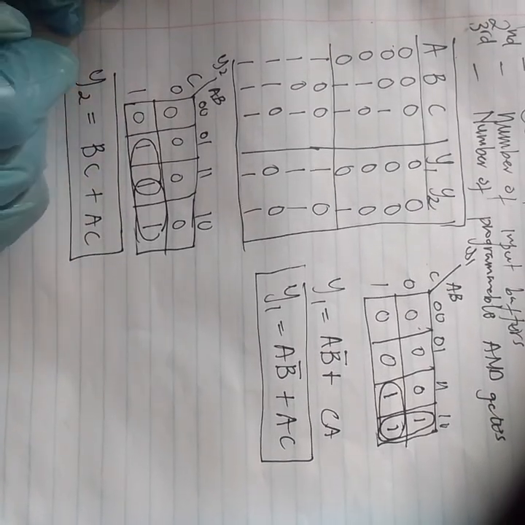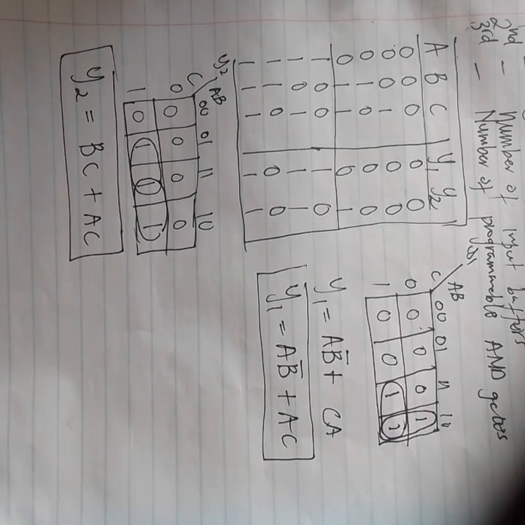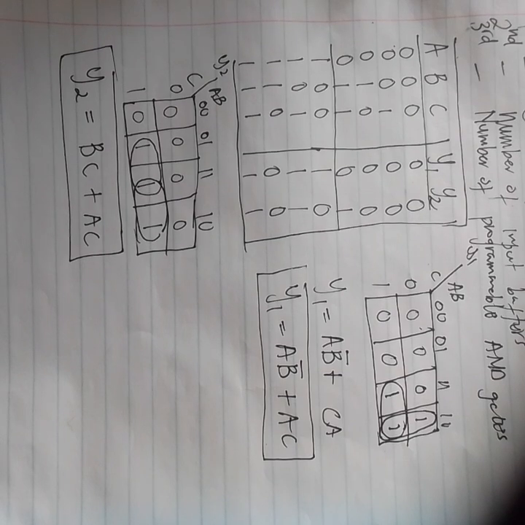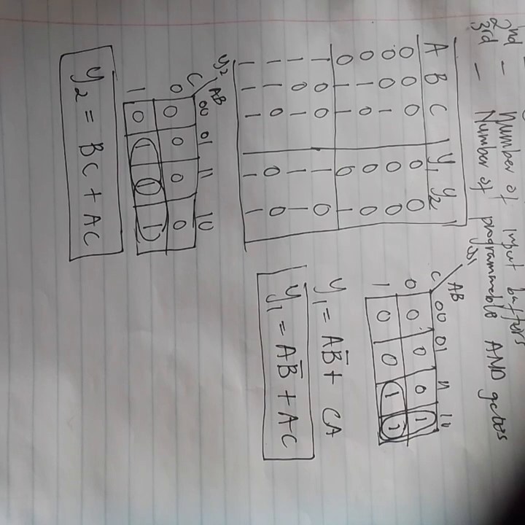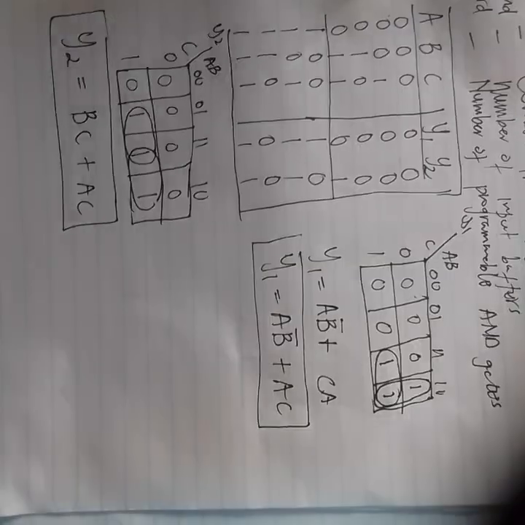This is the second function, which means we have finished the first part of converting the truth table into a K-map, into a function. We have found our two functions. Now we have to go to the second step. We need to find the number of input buffers.